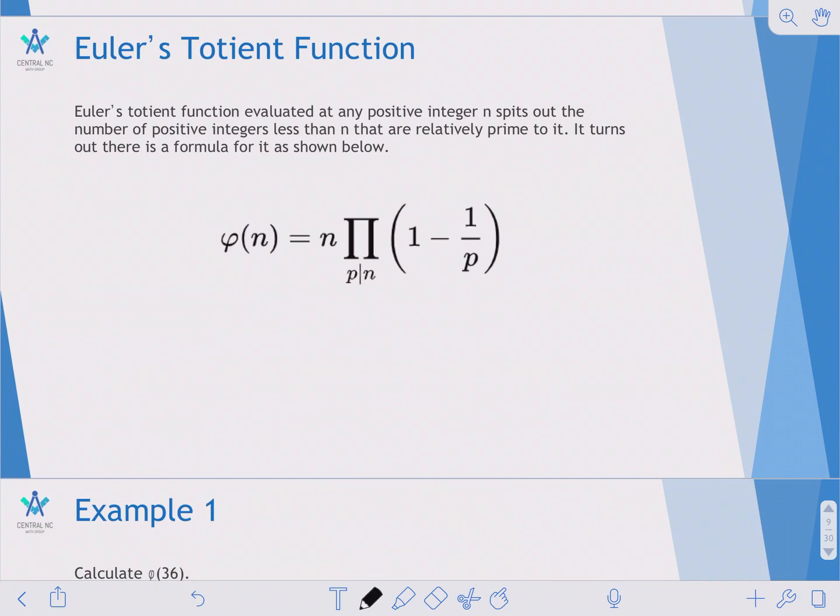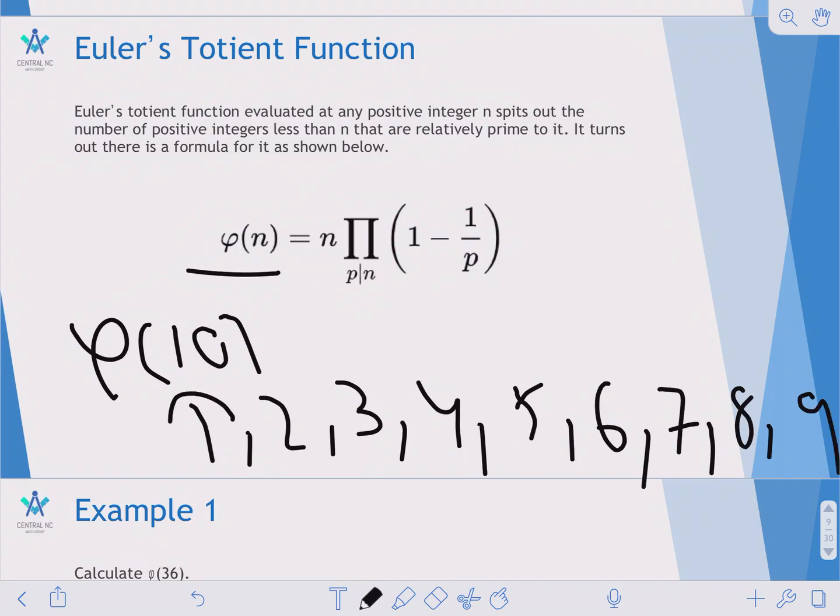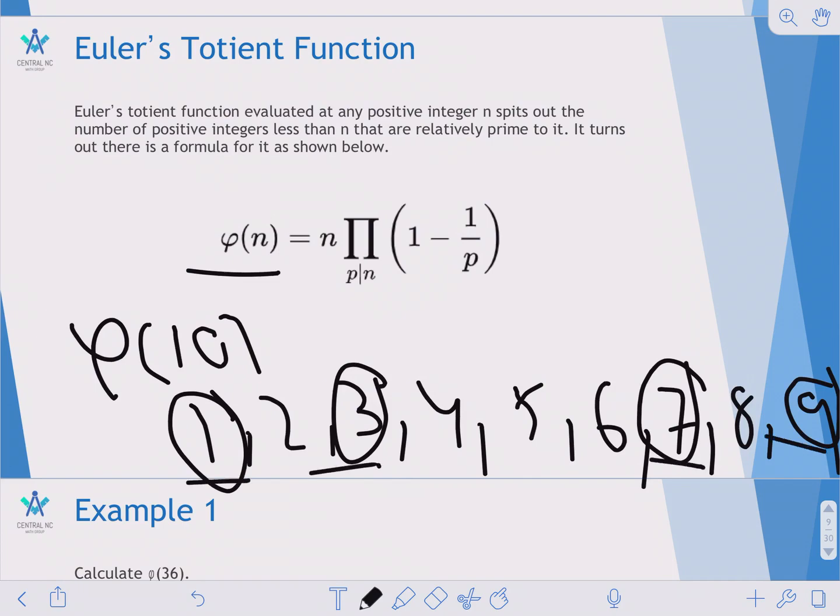So Euler's Totient function, evaluated at any positive integer n, spits out the number of positive integers less than n that are relatively prime to n. For example, suppose we want to find phi of 10. Well, let's list out the numbers less than 10 and figure out which of them are relatively prime to 10. Well, 1 is relatively prime to 10, 2 is not, 3 is, 4 is not, 5 is not, 6 is not, 7 is, 8 is not, 9 is. So we count 1, 2, 3, 4 integers less than 10 that are relatively prime to it. So phi of 10 is 4.